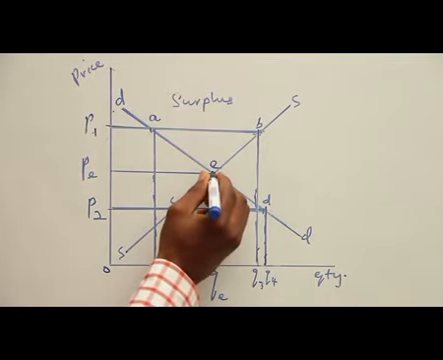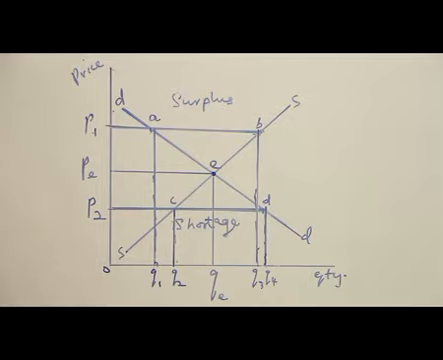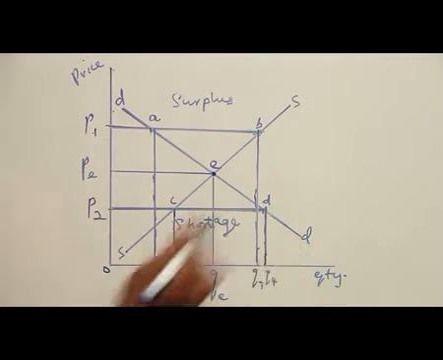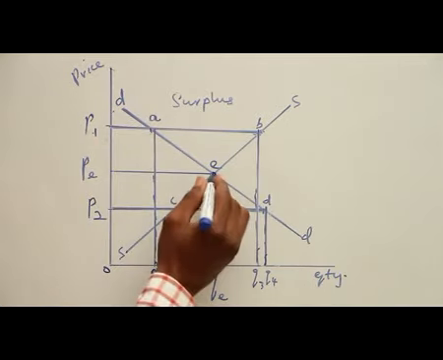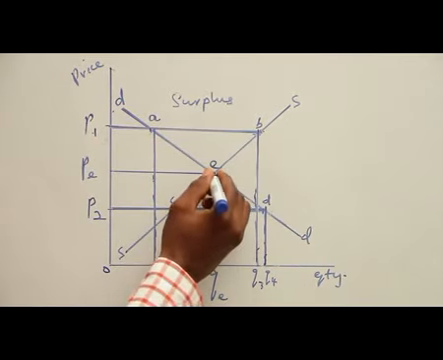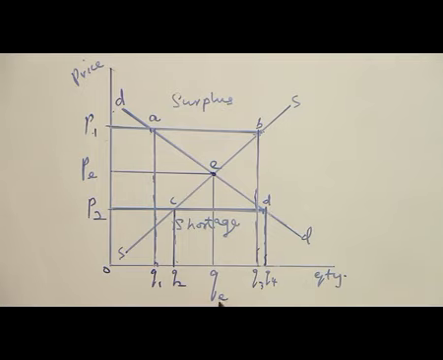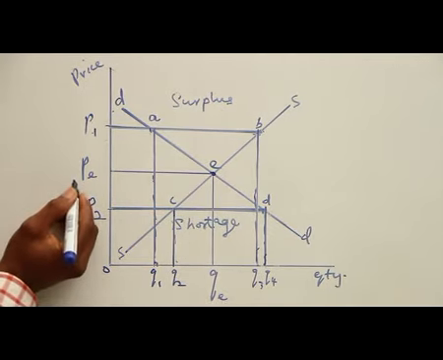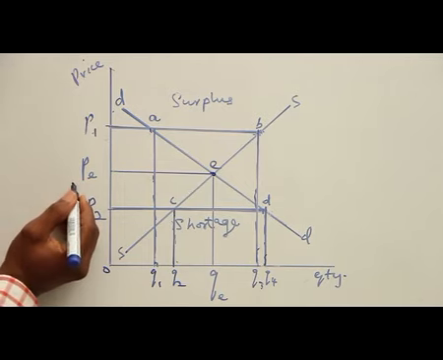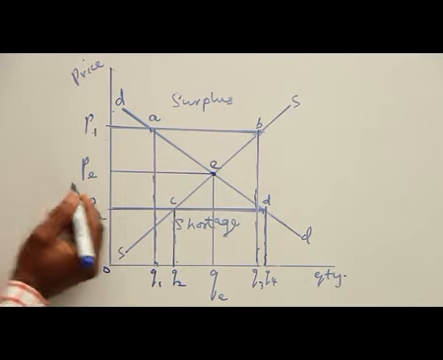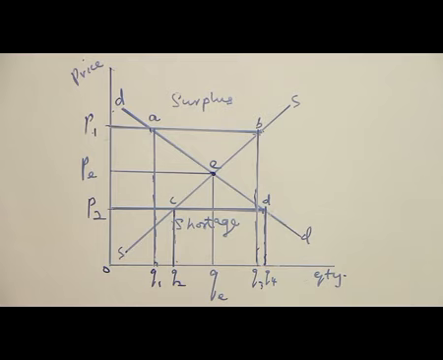Looking at the diagram, we have E, that's the point E. Point E is a point where quantity supplied and quantity demanded meet. So the quantity will now be what? QE. But what's going to be the price? The price is PE. So meaning that PE implies equilibrium price, while QE implies equilibrium quantity.